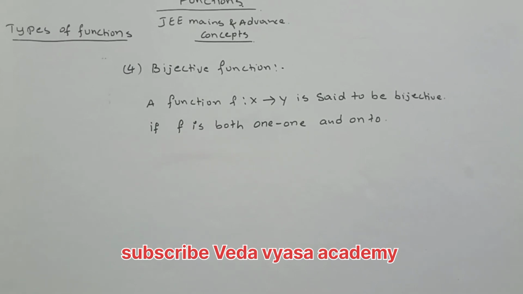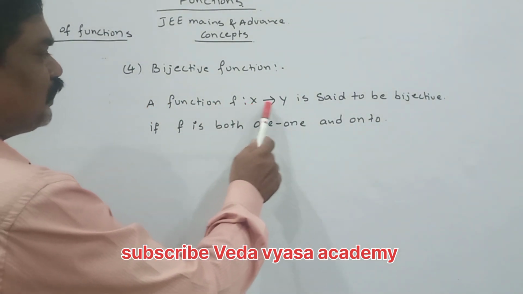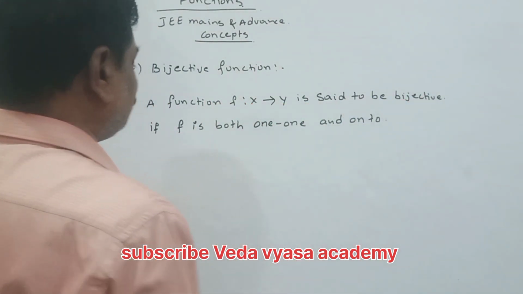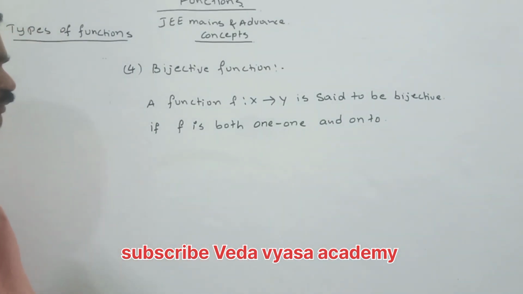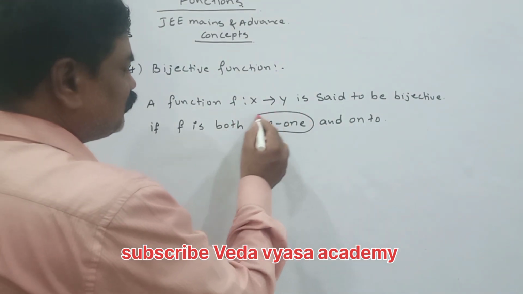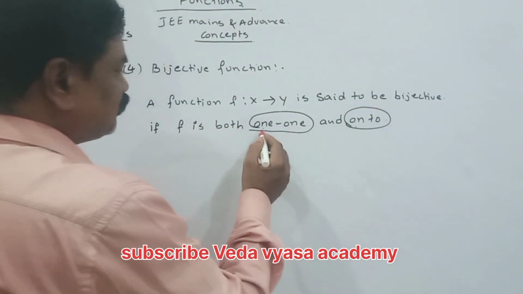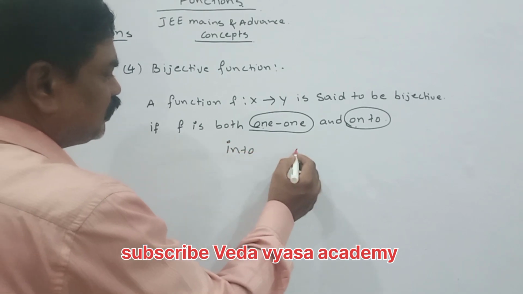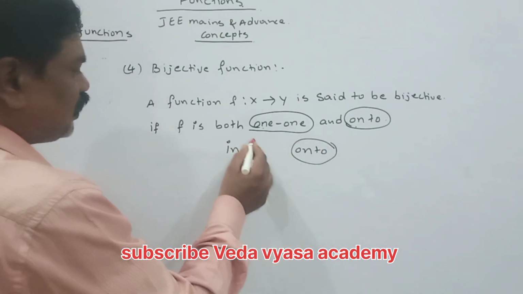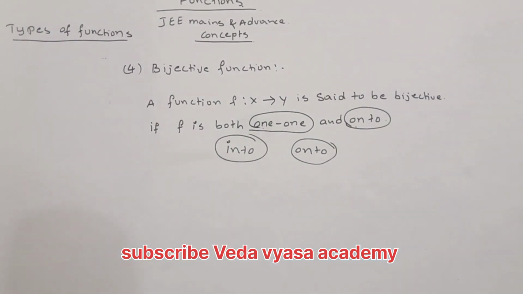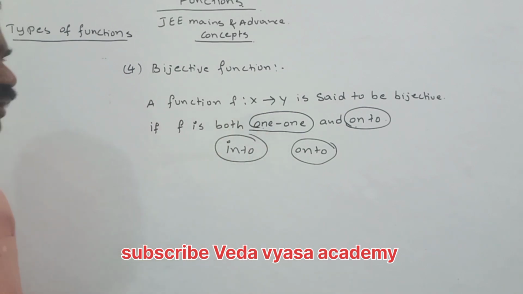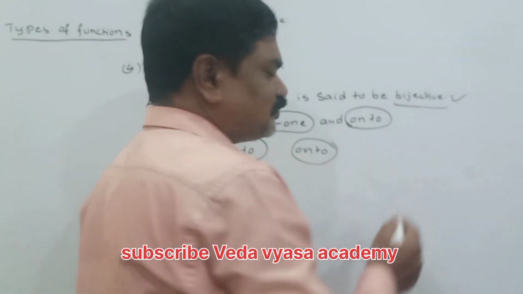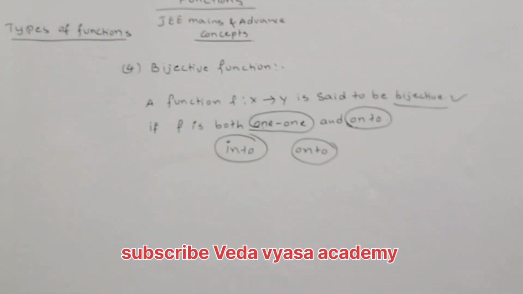Here, the fourth type of function: bijective. What is bijective? A function f from X to Y is said to be bijective if f is both one-one and onto. The function f is both a one-one function and an onto function. So if both conditions are satisfied by a function f from X to Y, then it is said to be a bijective function.